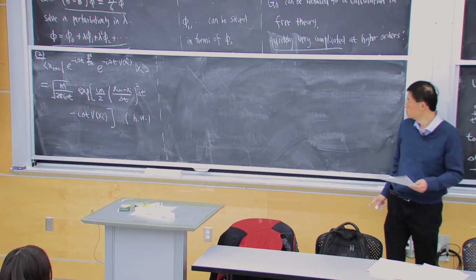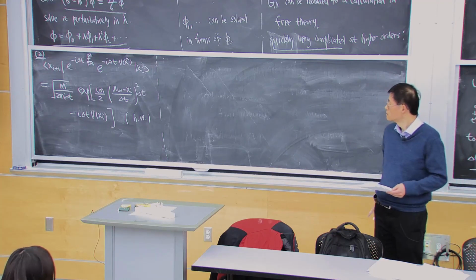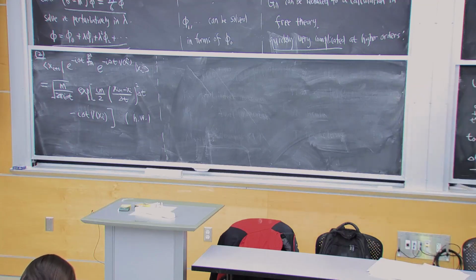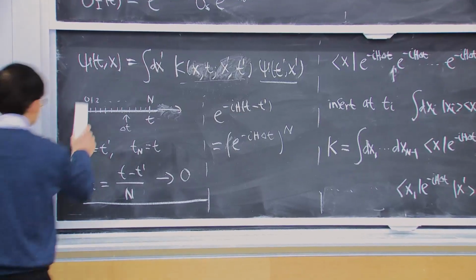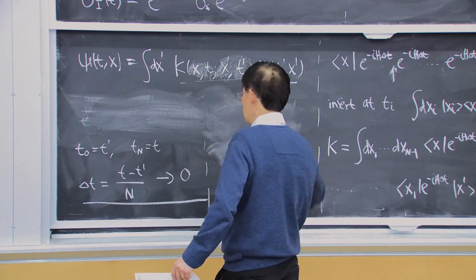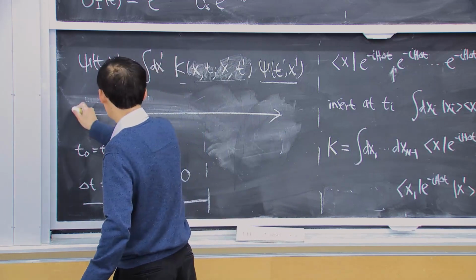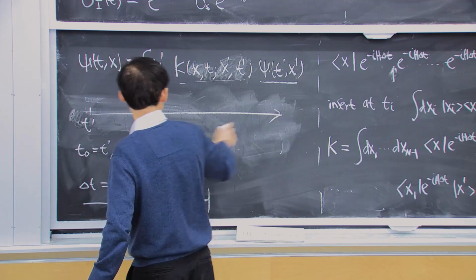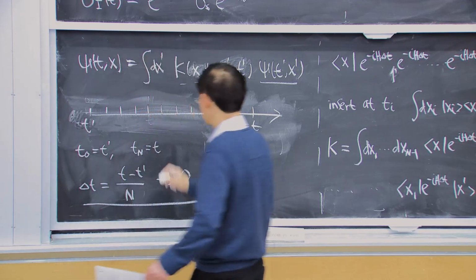Now we have to use a little bit of imagination. I should have drawn this line longer or bigger, sorry, I drew this line too short. So let me just draw this longer. Here is t prime, here is t, and here you have different locations. I also draw the delta t to be big.